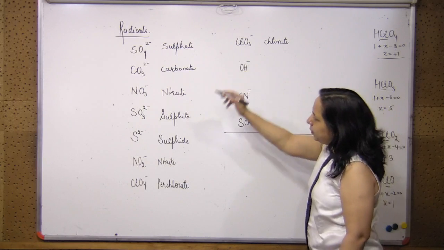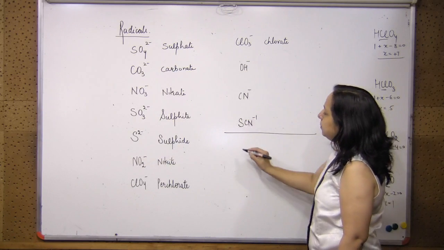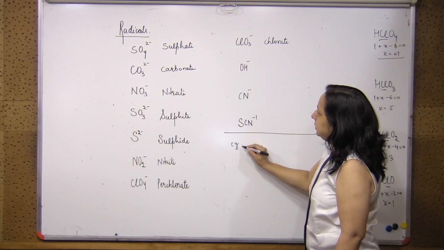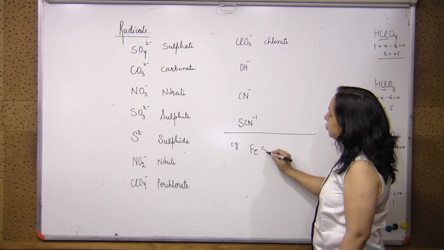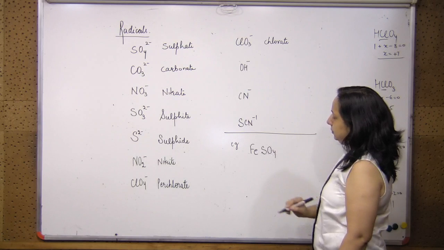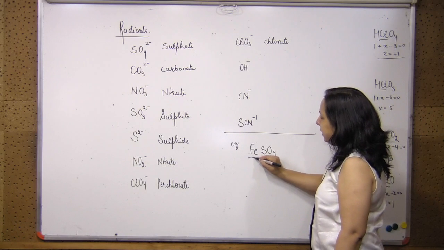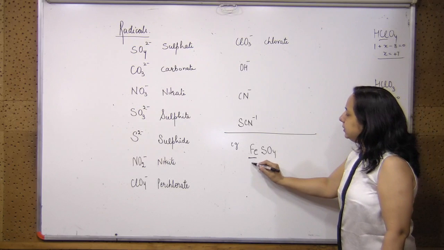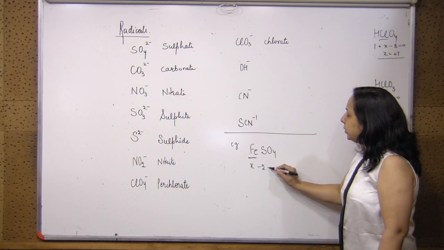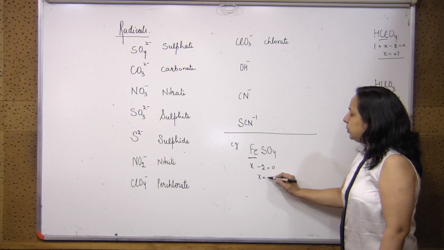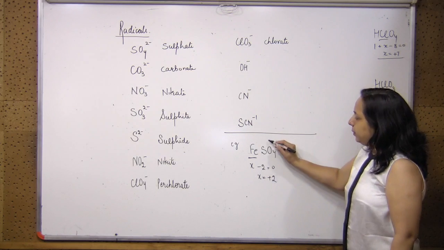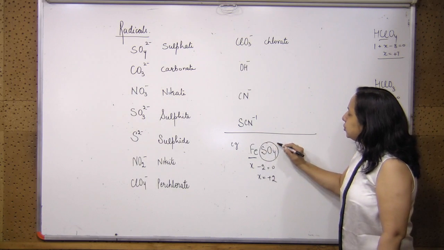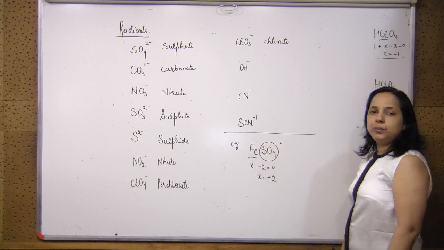How will these help us in calculating oxidation number? For example, if I write FeSO4 and my question is iron, we must know that x minus 2 is 0, so x comes out to be plus 2, that's all. Because the complete sulfate is minus 2, so iron should be plus 2.